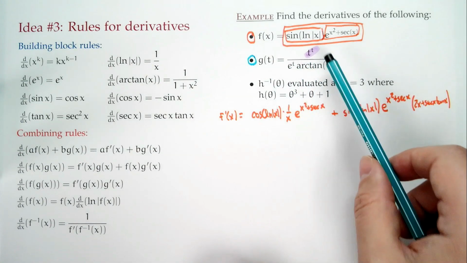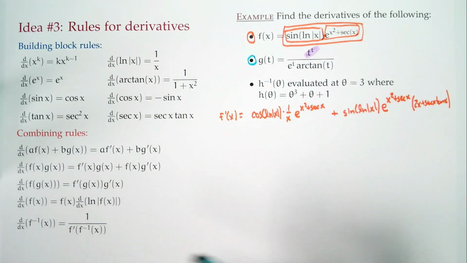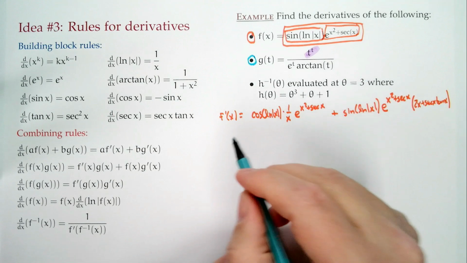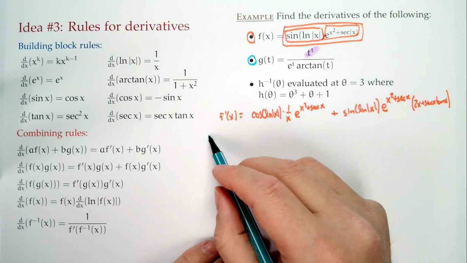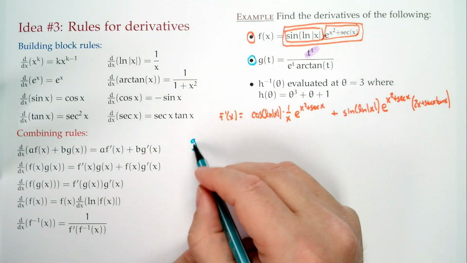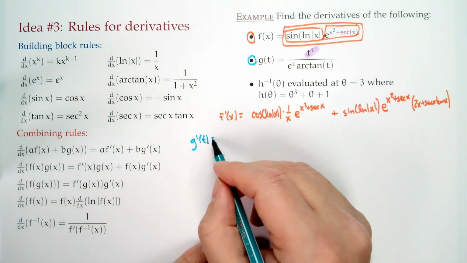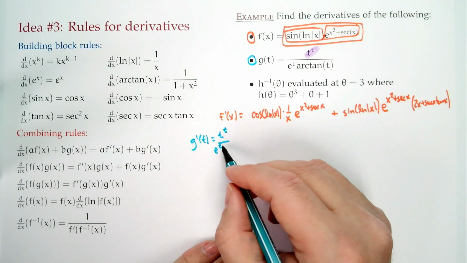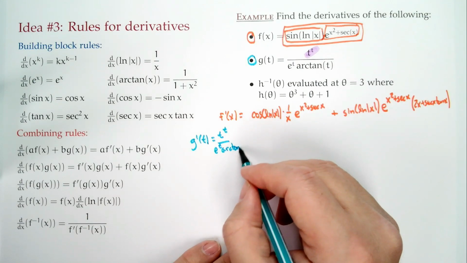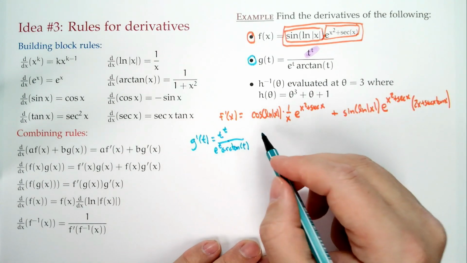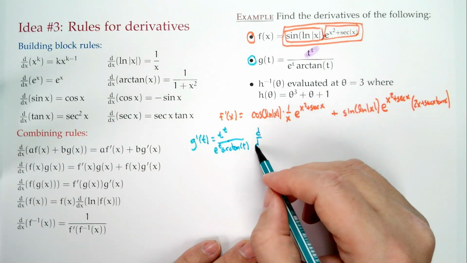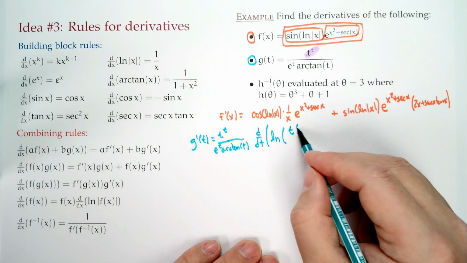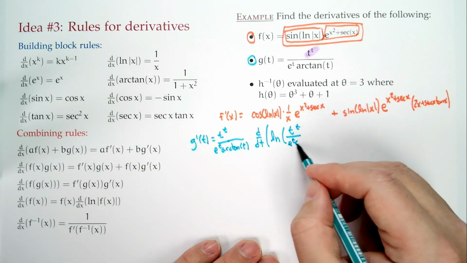So this is a logarithmic differentiation problem. So the good news is we have the rule right there. So what do we have? Well, give ourselves some space here, g prime of t is this original function, t to the t over e to the t arctangent of t, times the derivative of the log of t to the t over e to the t arctangent of t.